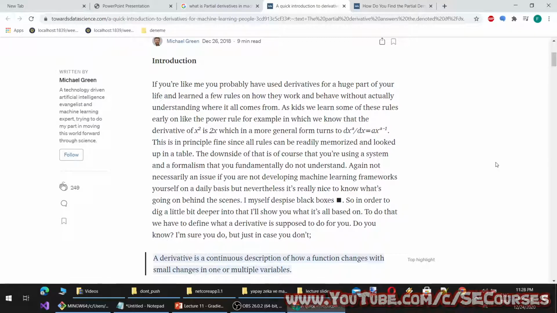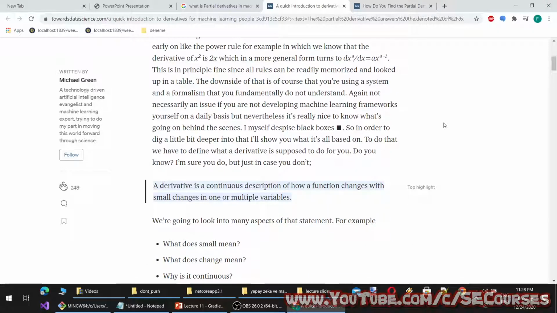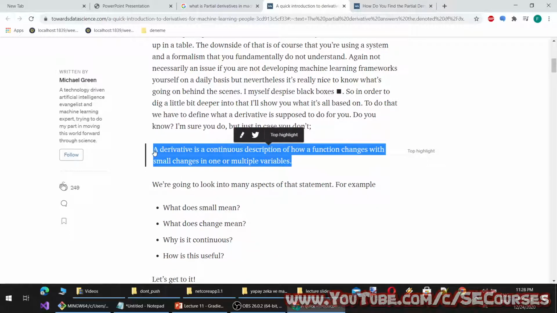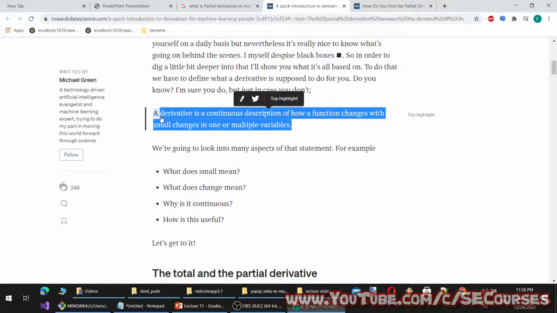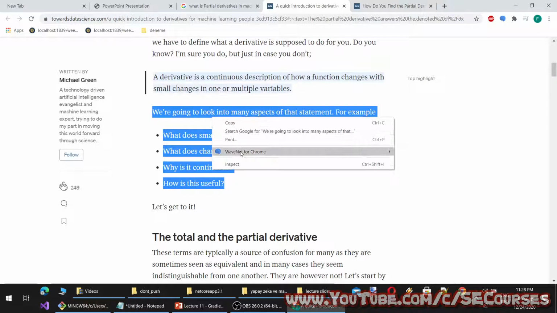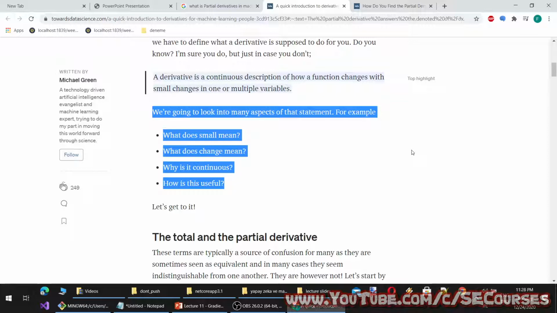I myself despise black boxes. So in order to dig a little bit deeper into that, I'll show you what it's all based on. To do that, we have to define what a derivative is supposed to do for you. I'm sure you know, but just in case you don't: a derivative is a continuous description of how a function changes with small changes in one or multiple variables. We're going to look into many aspects of that statement. For example, what does small mean? What does change mean? Why is it continuous? How is this useful?